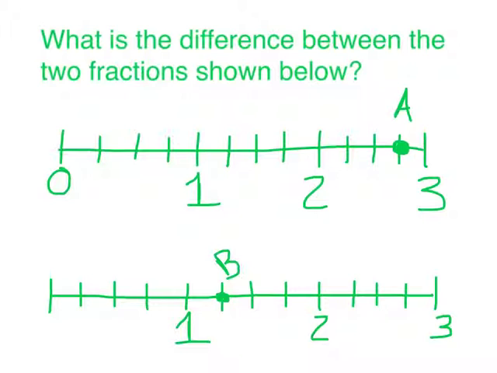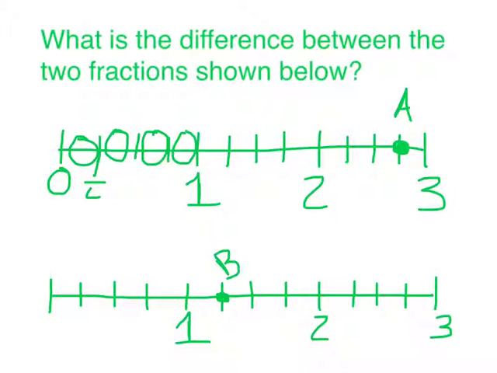What is the difference between the fractions shown below? Well, in order to find the difference by subtracting, I have to know what those fractions are. Let's start by finding what fraction a is on the number line. First, I need to know the denominator of my number line, or how many pieces each whole is split into. Let's do that now. 1, 2, 3, 4. The denominator is 4 because each whole is split into 4 pieces. Even though there are many more than 4 pieces on the number line, each whole is split into 4 pieces.